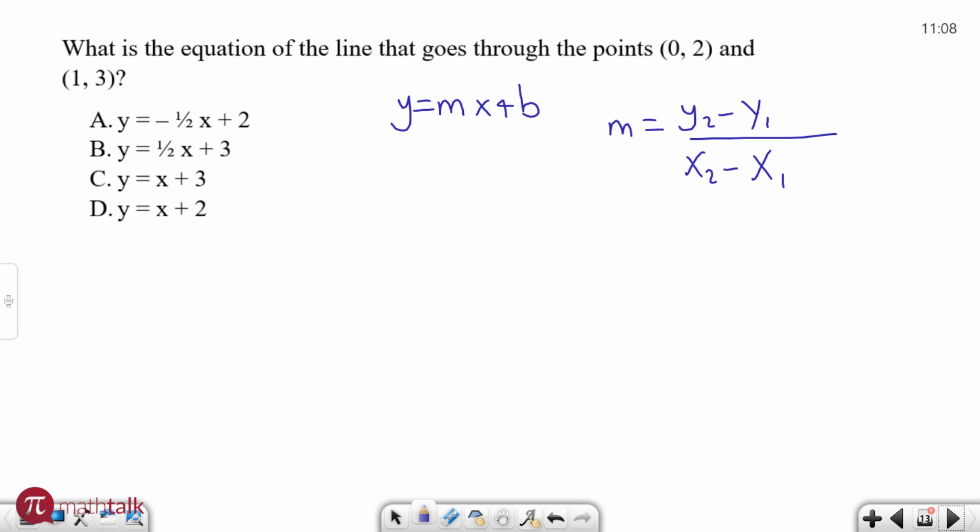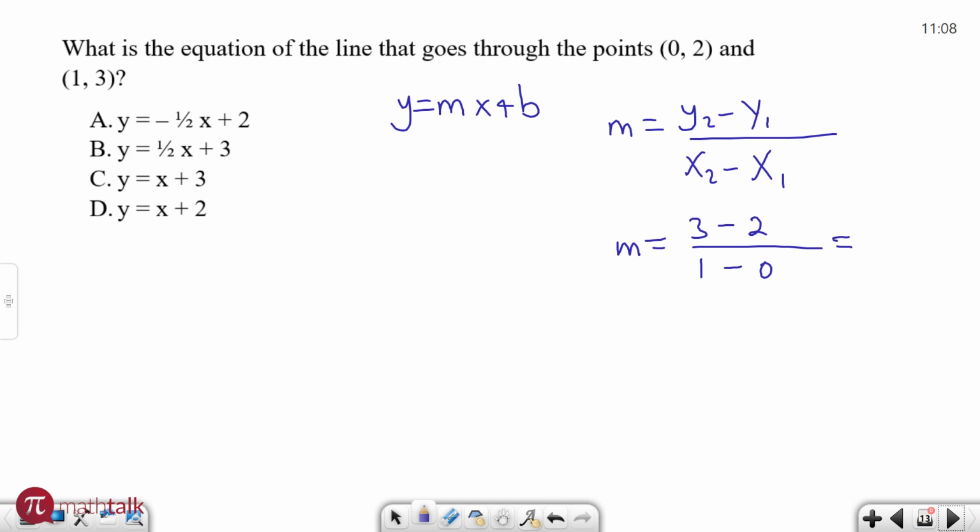Let's plug in our y and x values to figure out what the slope is, so we can figure out our equation. The second y value I'm given is 3, the first one is 2, and the second x value is 1, and the first one is 0.